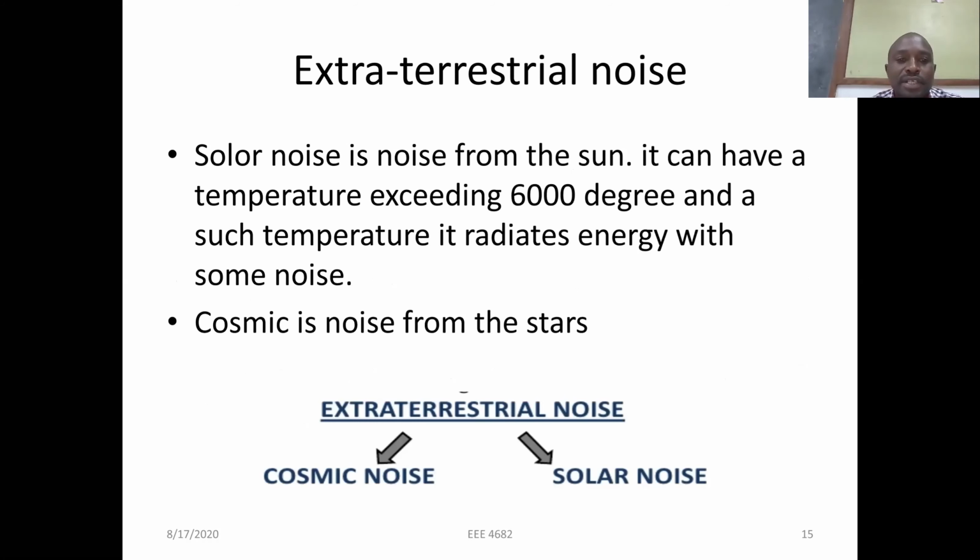Next, you've got extraterrestrial noise. This is noise emanating from the sun as well as from the stars, and the one that comes from the sun is called solar noise. It can have a temperature exceeding 6,000 degrees, and at such a temperature, it radiates energy with some noise. Noise coming from the stars is called cosmic noise. So those are the two categories of extraterrestrial noise, cosmic as well as solar noise.